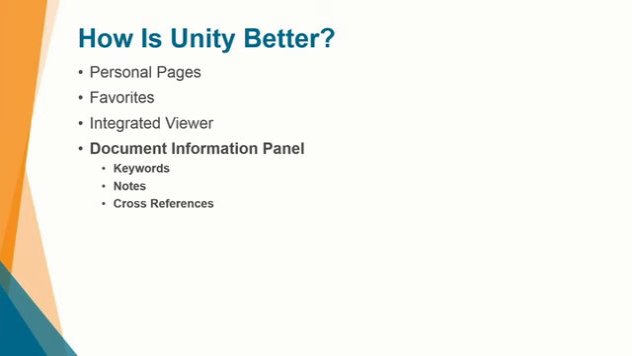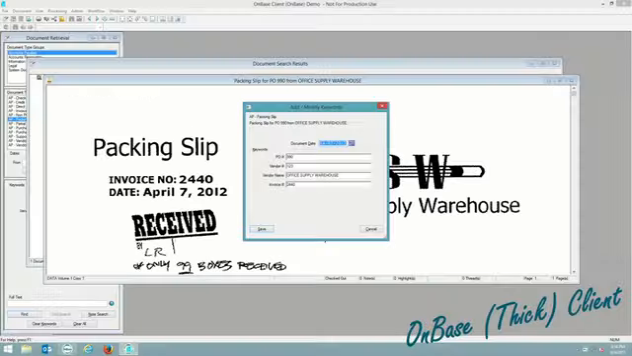The Unity client has this whole document information panel that is now enabled. Again, I want to compare and contrast the keywords, notes, and cross-references here just to show you how it works differently between the thick client, which is what we're viewing right now, and the Unity client. Say I want to go ahead and view my keywords. I right-click anywhere on the document image within the thick client, and it pops up a separate window and allows me to view or modify my keywords depending upon my permissions.